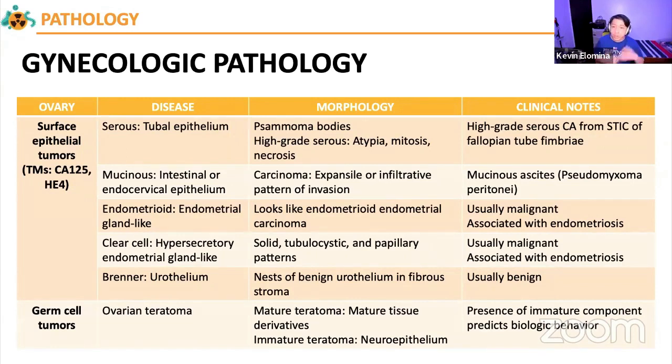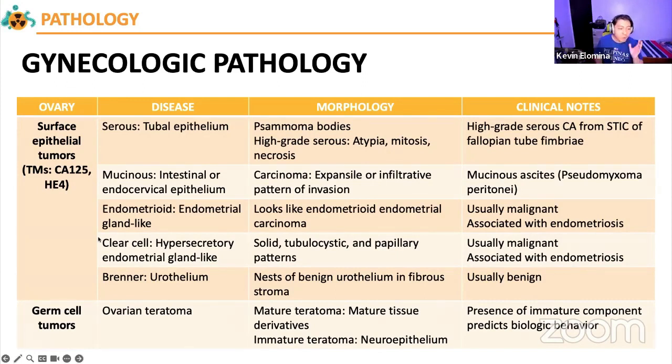Just remember that your serous is most of the time bilateral. Your mucinous are most of the time unilateral, and they can reach very, very large sizes and are associated with your mucinous ascites. So in a female na may mucinous ascites, you check for your ovary and your appendix. So you also have endometrioid and clear cell, and these are associated with your endometriosis. Okay? And the reason for that is that may mutations yung endometriotic implants. Kaya may associated sa kanya na mutation na CAs.